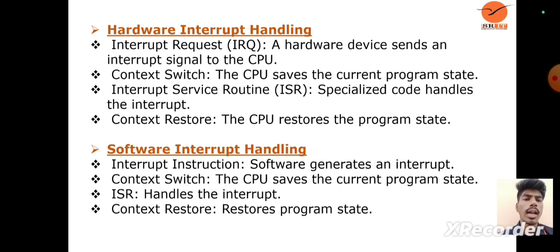Software interrupt handling. Interrupt instruction: software generates an interrupt. Context switch: the CPU saves the current program state. ISR handles the interrupt. Context restore restores the program state.